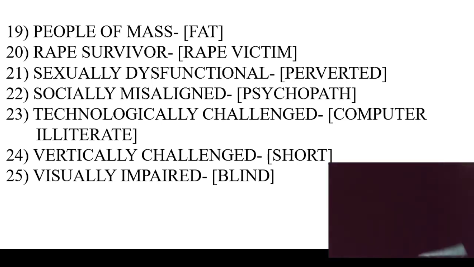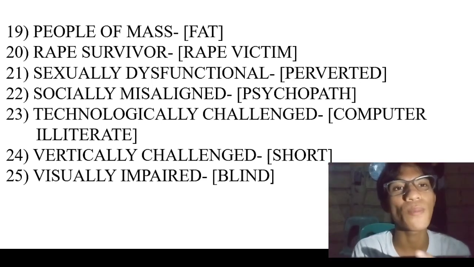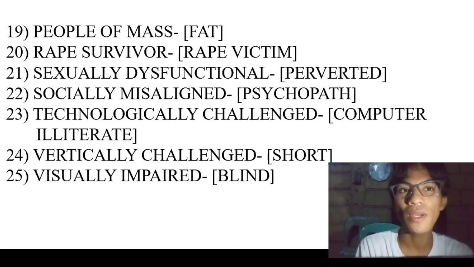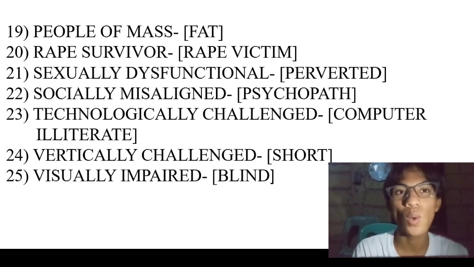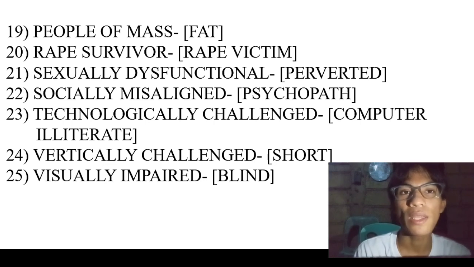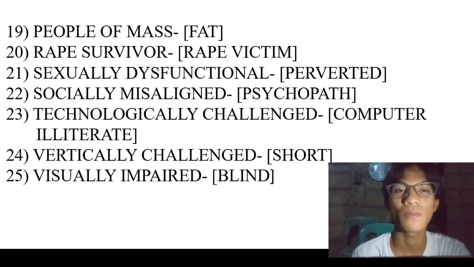And lastly, visually impaired instead of blind. Visual impairment is considered the accepted and politically correct term for describing the whole spectrum of vision, or the lack thereof, experienced by people with visual disability.